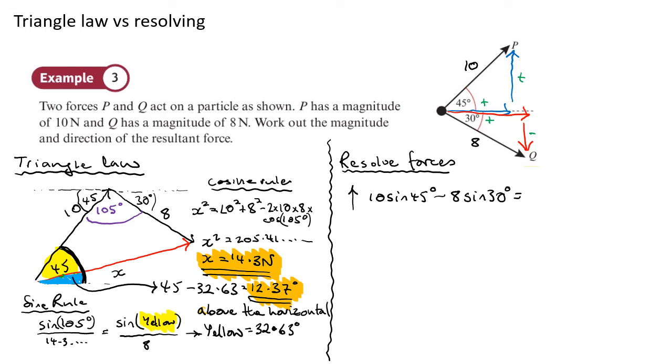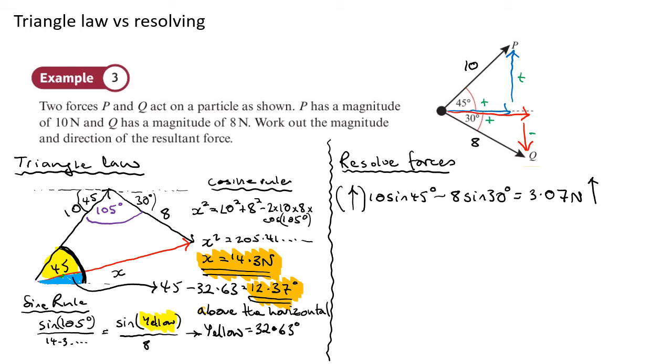So you've got 10 sine 45 minus 8 sine 30, and I thought I got a negative. Well, it was minus 4 plus 5 root 2, but actually when you press the S-D button, I get 3.07. Okay, so that's basically telling us it's moving that amount up because it's positive.